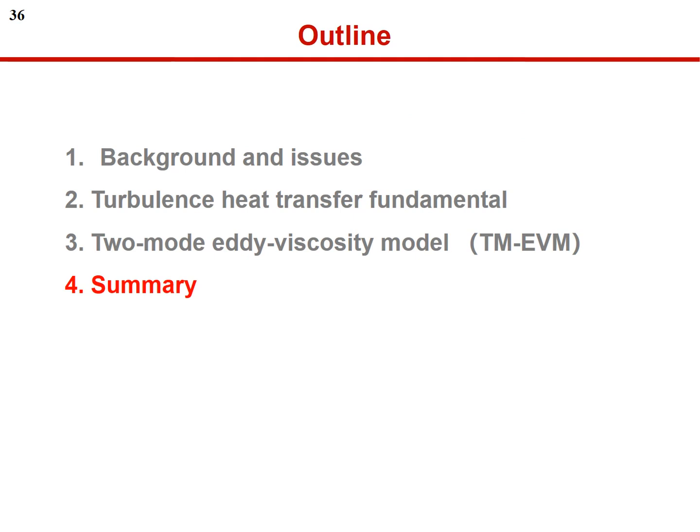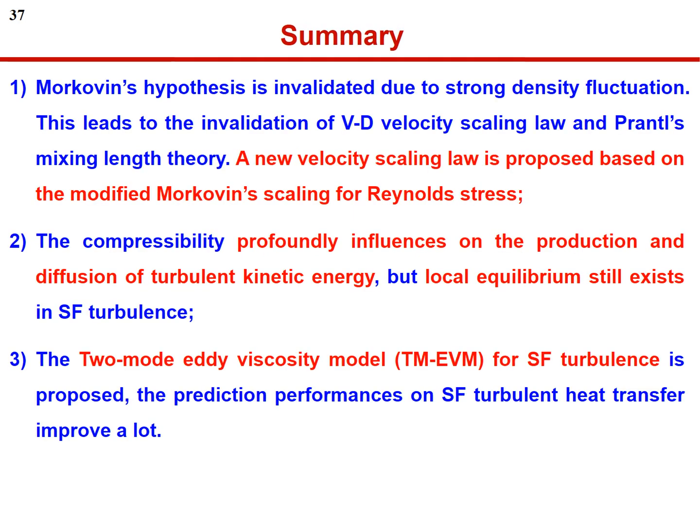The final part is the summary. In this lecture, the fundamentals and modeling of supercritical fluid turbulence are reported. The conclusions are summarized as below. First, Morkovin's hypothesis is invalidated due to density fluctuation. This leads to the invalidation of the van Driest velocity scaling law and Prandtl's mixing length theory. A new velocity scaling law is proposed based on the modified Morkovin scaling for Reynolds stress.